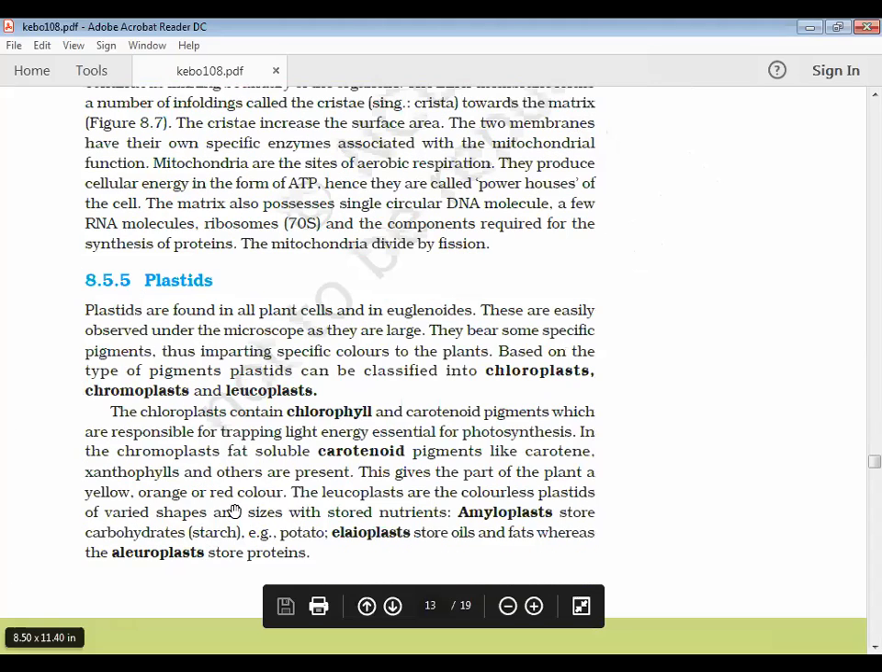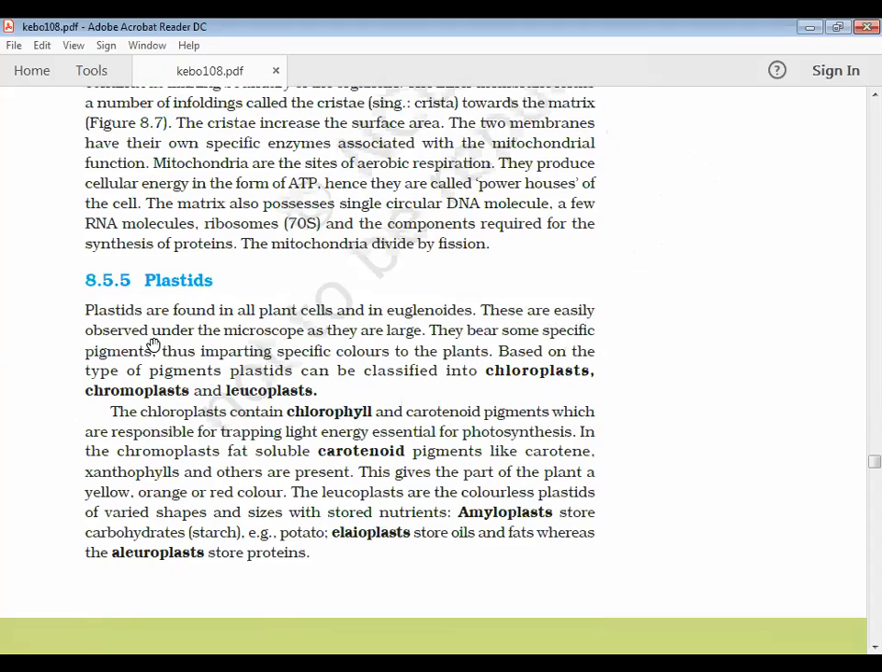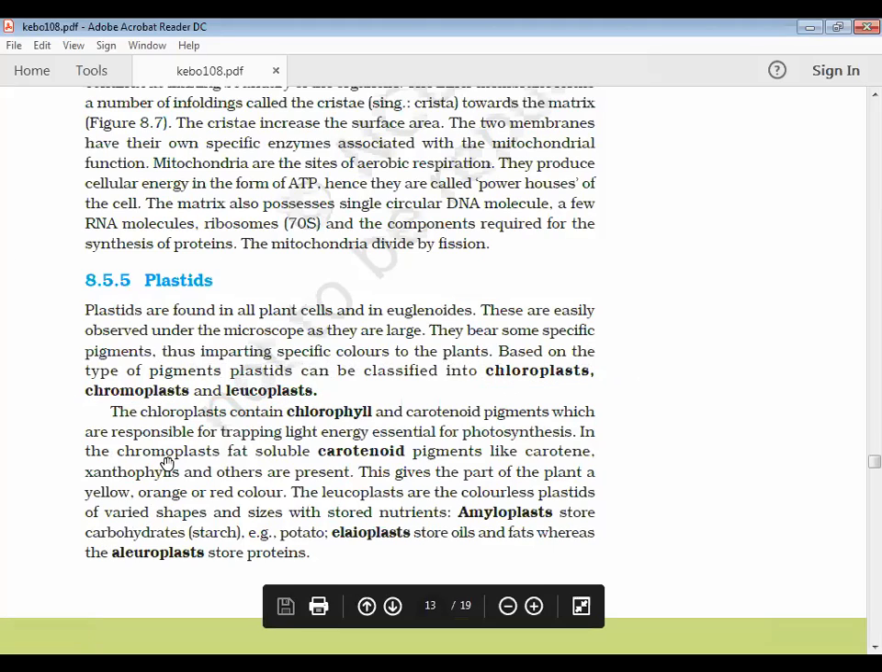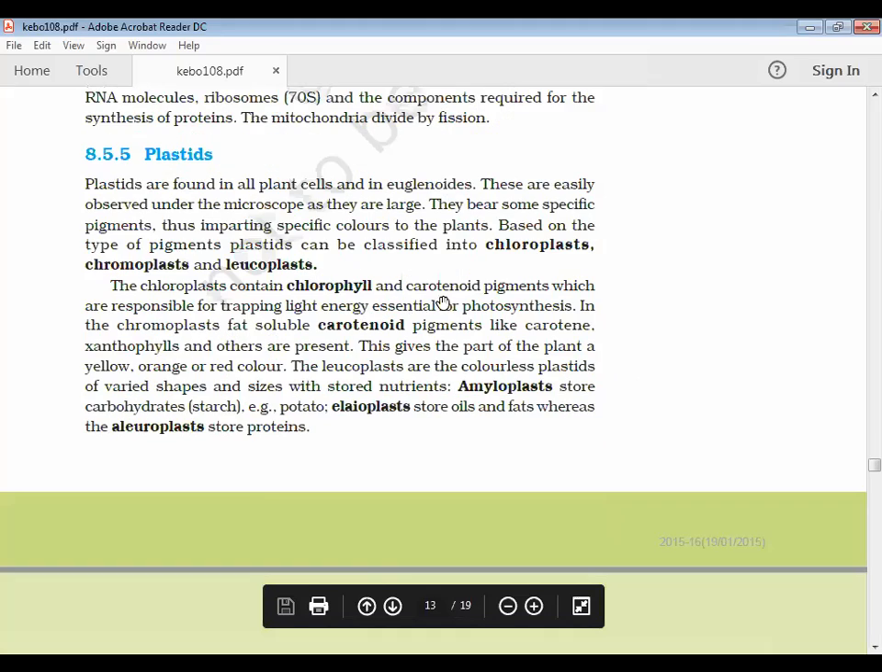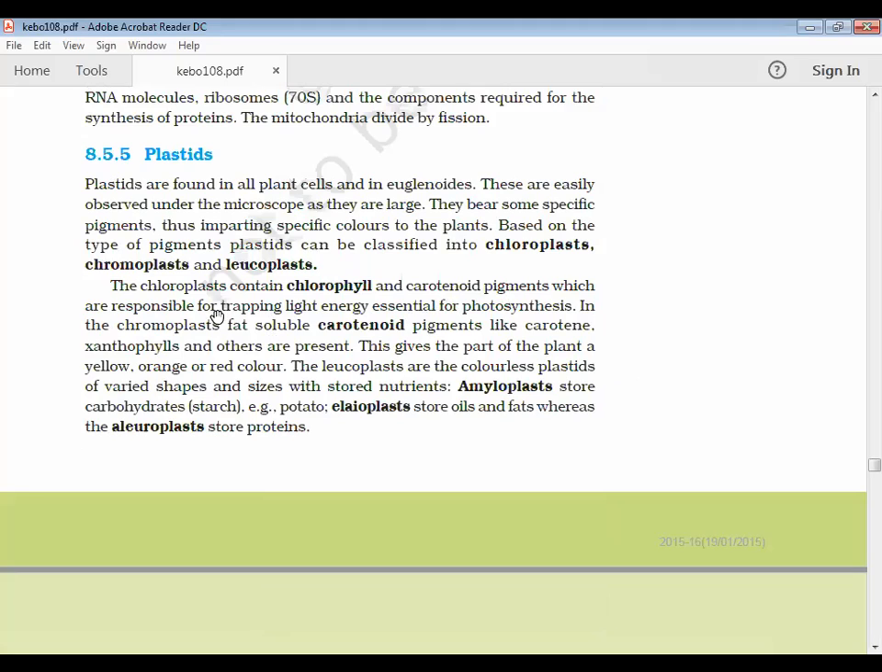Next, plastids. Plastids are found in all plant cells and in euglenoids. They are easily observed under the microscope as they are large. They bear some specific pigments, thus imparting specific colors to the plants. Based on the type of pigments, plastids can be classified into chloroplast, chromoplast, and leucoplast.